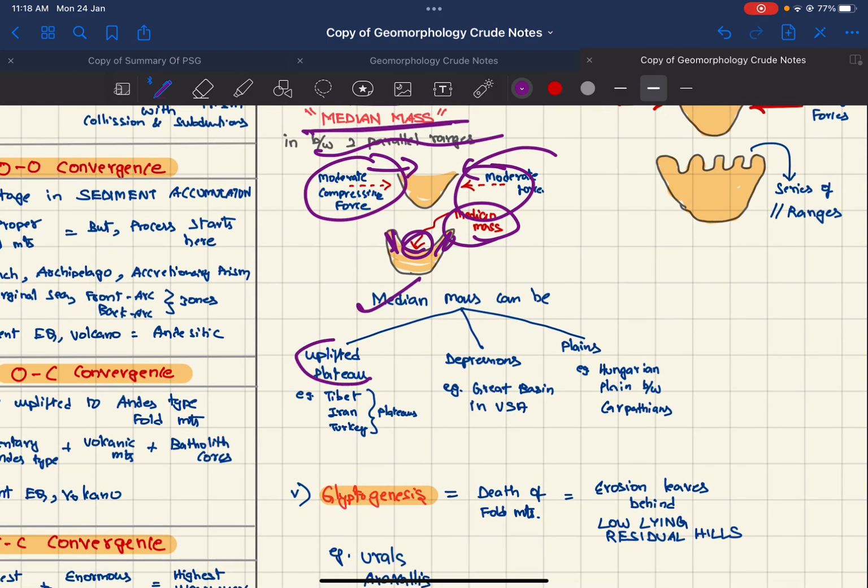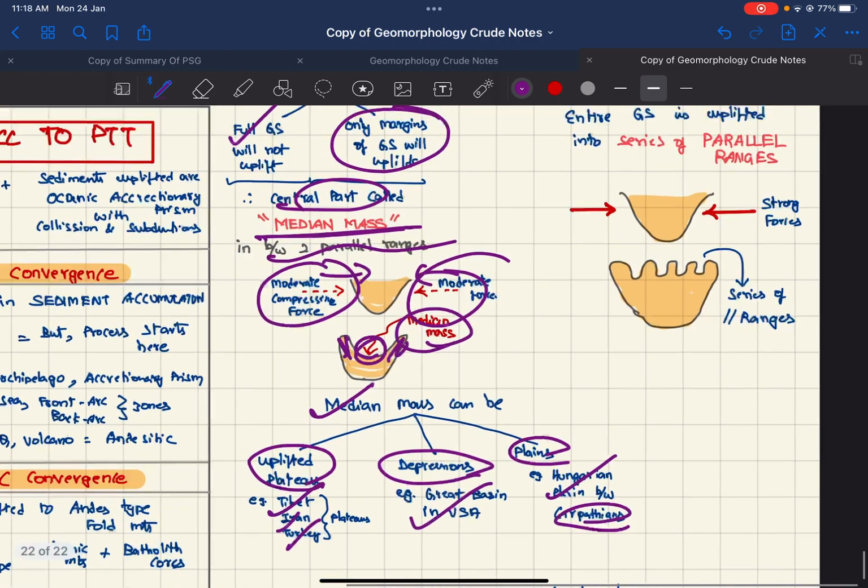This median mass can be an uplifted plateau like Tibet or Iran or Turkey plateau. It can be a depression like Great Basin, USA. It can be a plain like Hungarian plain in between the Carpathians.